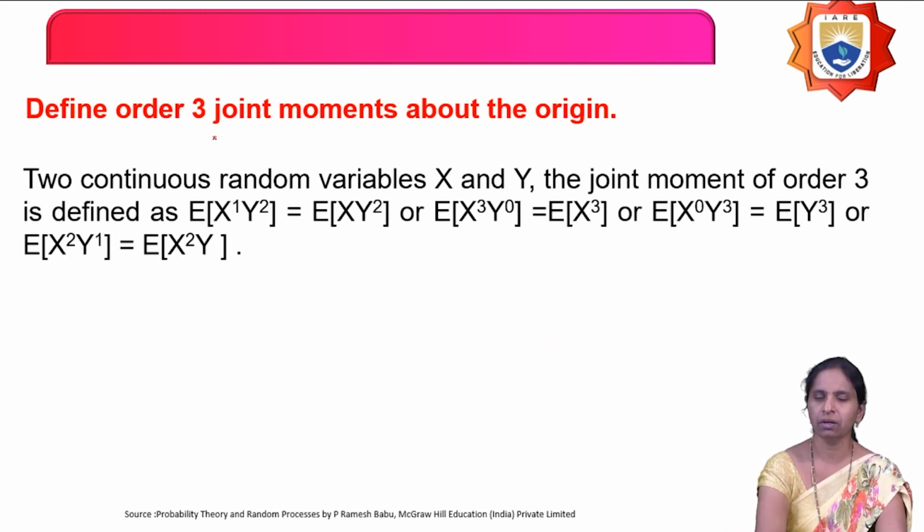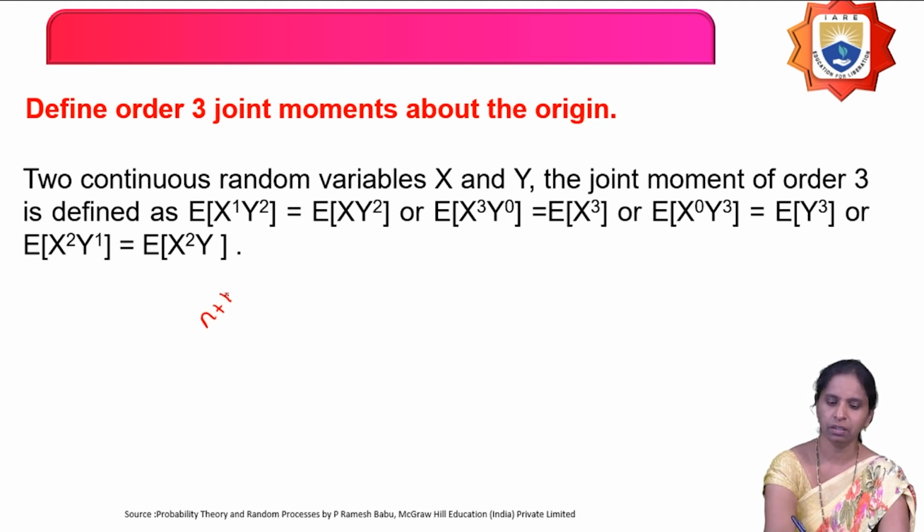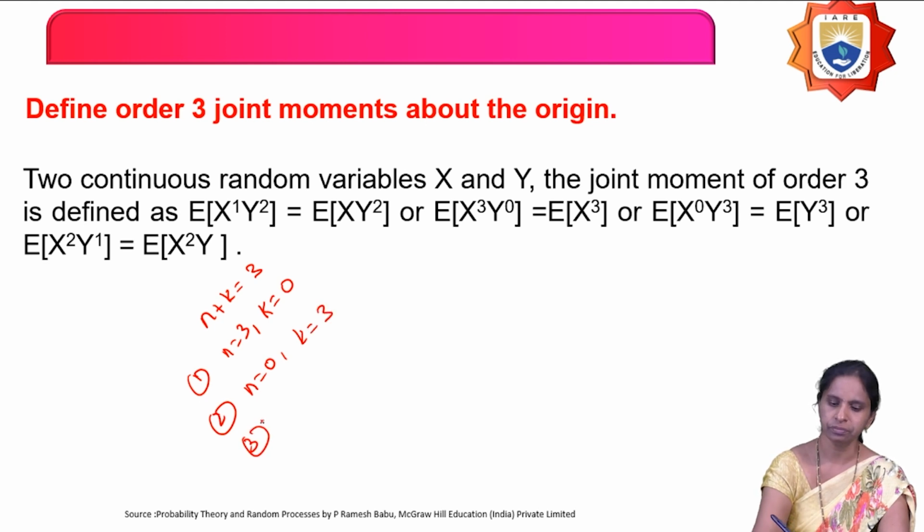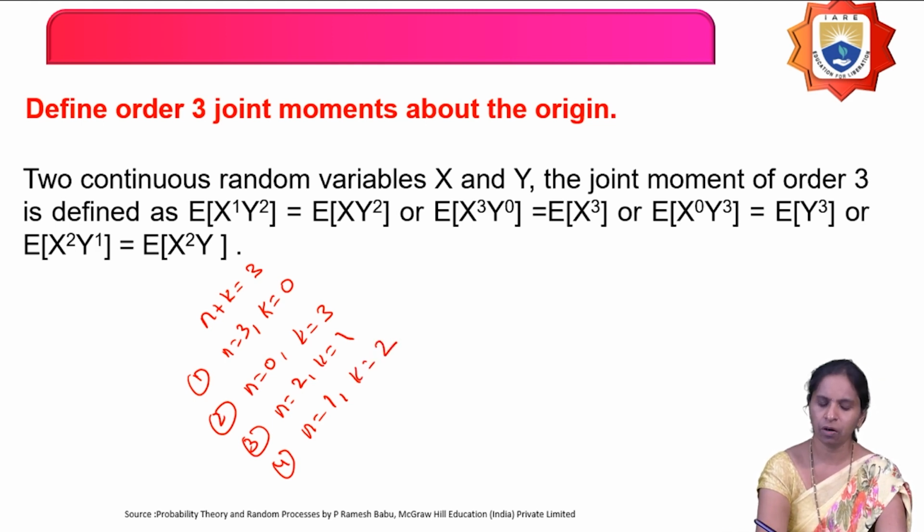Next, define third order joint moments about the origin. Third order means here n plus k equals 3. So n plus k equals 3 means, what is the first case? n equals 3 and k equals 0. Second case, n equals 0 and k equals 3. Third case, n equals 2 and k equals 1. Fourth case, n equals 1 and k equals 2. So in total, we have 4 possibilities.